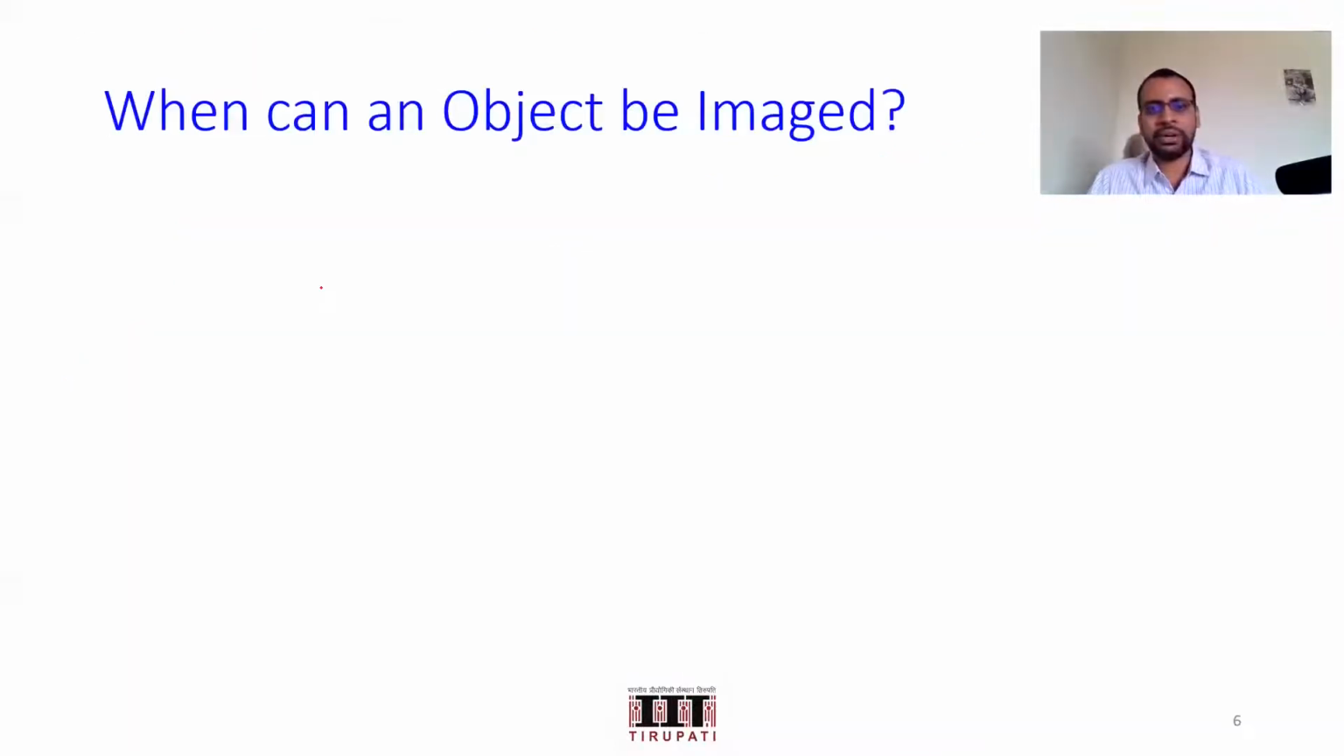Let us now enter into the subject. So the first question I would start asking you is, when can an object be imaged? I want to take an image of an object. I'm not asking you how, I'm asking you when can an object be imaged? Don't tell me when I have a camera. Tell me in a more conceptual way, when is it that your camera can image an object?